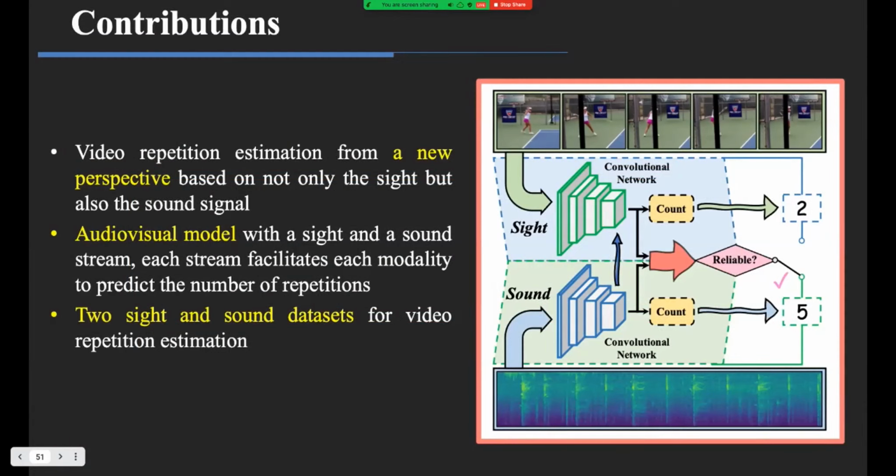Then we propose an audiovisual model with the sight and the sound stream. Each stream facilitates each modality to predict the number of repetitions. Cross-modal interactions are also developed for more accurate counting results. Finally, we introduce two sight and sound datasets for video repetition estimation.